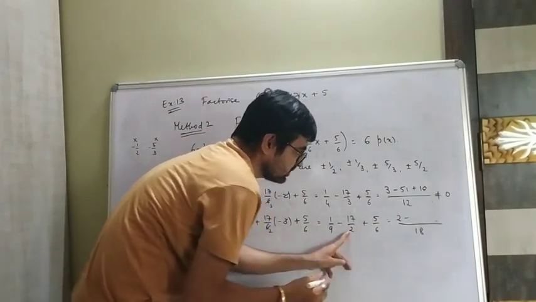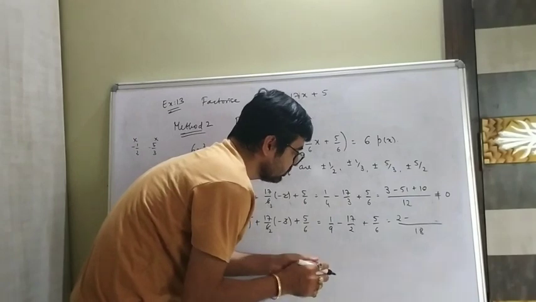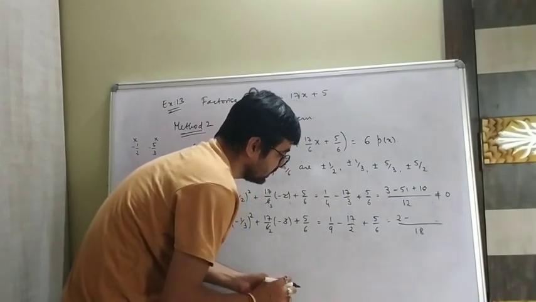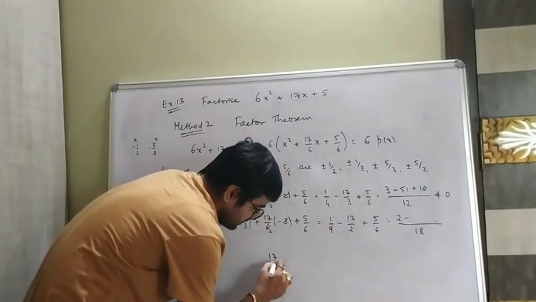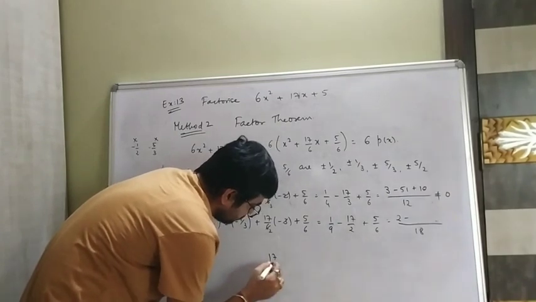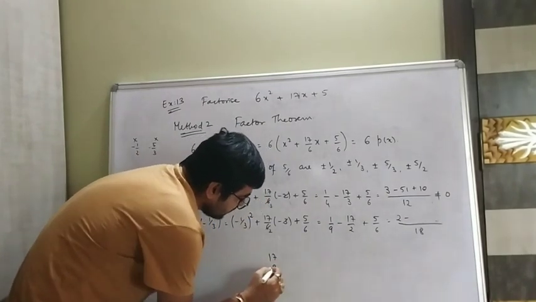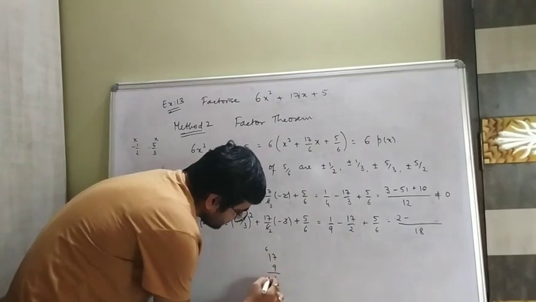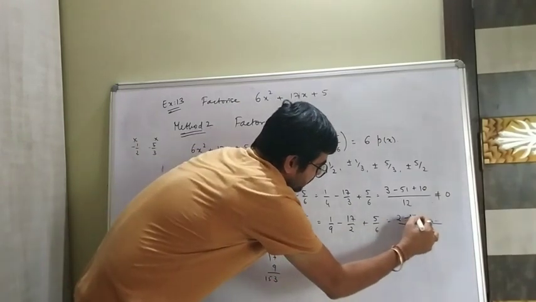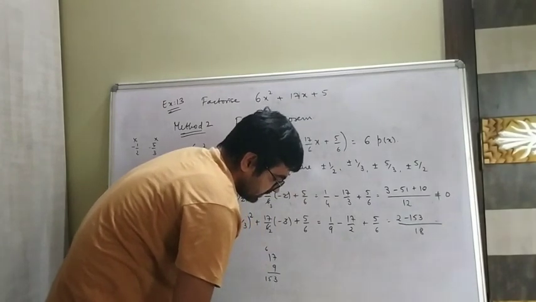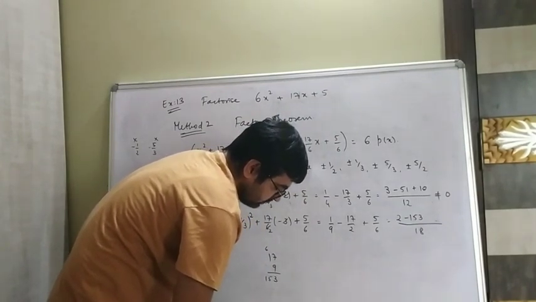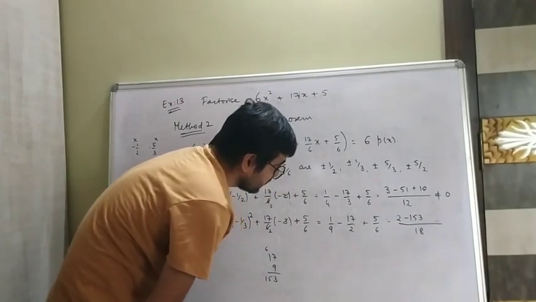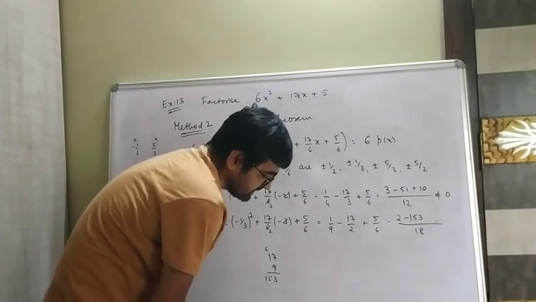2 9s are 18, obviously. So if I do that, it becomes 17 into 9. I need to calculate what will be 17 into 9. 9 7s are 63, 9 1s are 9 and 6, 15. Oh, very big number. 153. Correct. Plus 5 by 6.